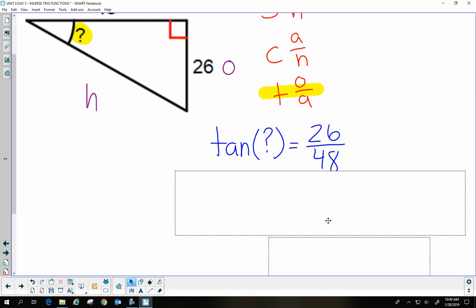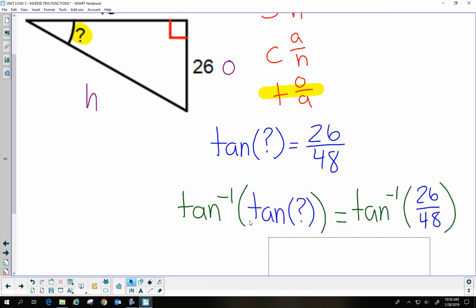And what's great about this is that we have functions that are opposite of our sine, cosine, and tangent called inverse functions, and we can use those to cancel out and leave us with just the question mark. And so an inverse function looks like the functions we had with this -1. This means the inverse of tangent.